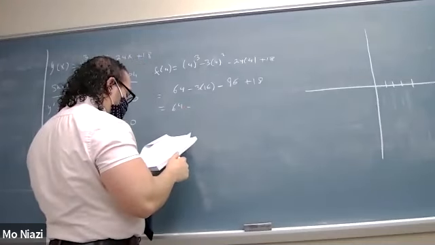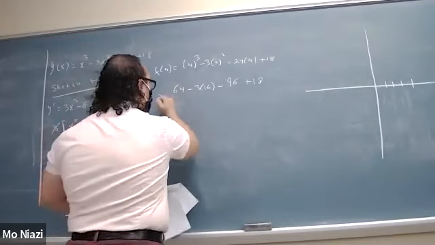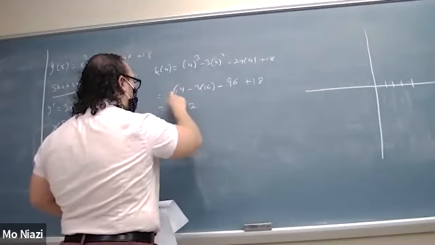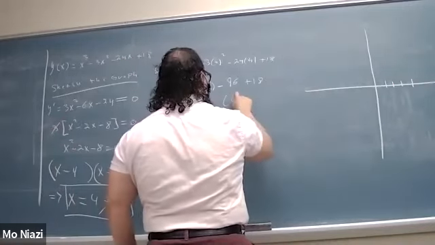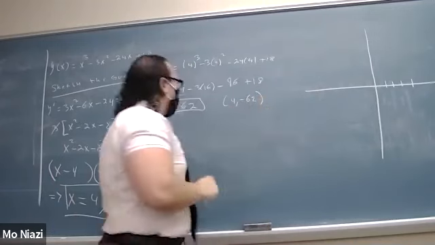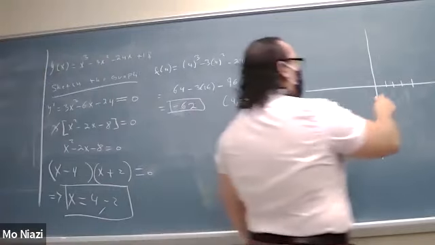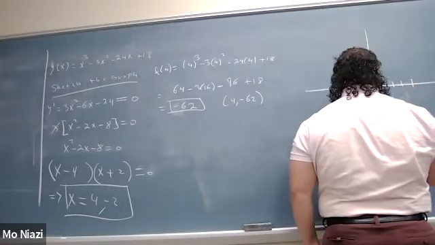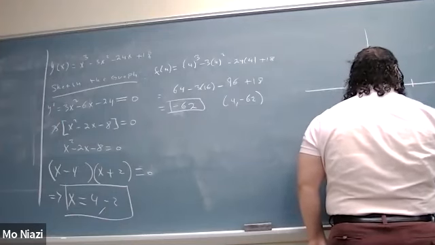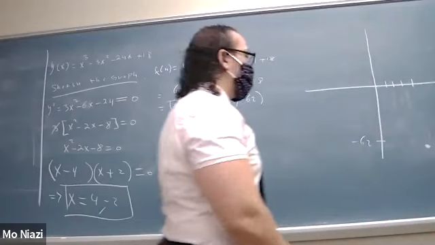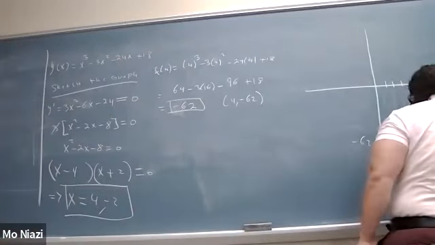I think we get a -62 at the end of the day. So our pair is (4, -62). Okay. So we go to 4 on the x-axis: 1, 2, 3, 4. We find -62. Go here, we put a dot. That's a critical point. We don't know whether it's a maximum or a minimum. We just know that it's a critical point.